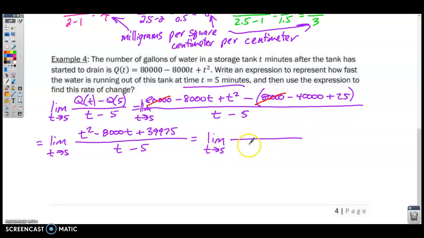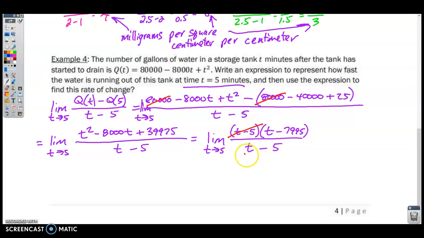Now I know that since 5 makes the numerator equal to 0, that means that T minus 5 is one of the factors of that numerator. That's really helpful to know. It makes it a whole lot easier for us to find the factorization of this. Now, what do I need to multiply by T to get T squared? I need to multiply that by T. And what do I multiply by minus 5 to get 39,975? That's minus 7,995.